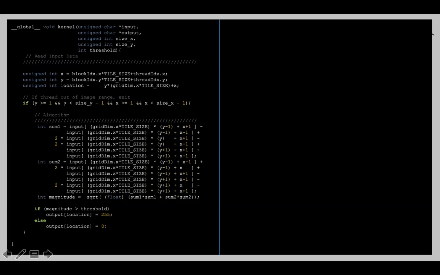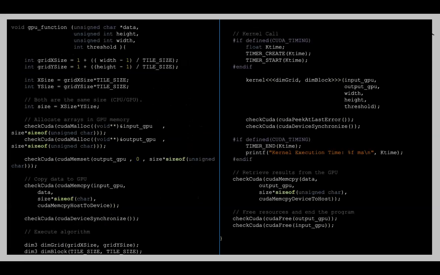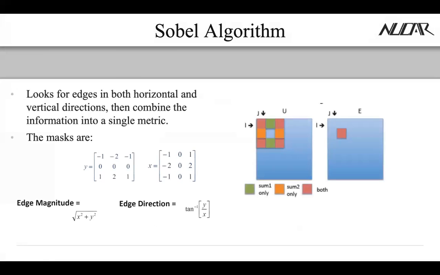And then here, if the thread is out of image range, so it doesn't fit, that's the if condition that I talked to you about, then you exit. Otherwise, it calculates two values called sum1 and sum2. What it's basically doing here is looking at the boundary values, right? If you remember the mask that we have in the previous one, let me pull it up again. So these two masks will be applied, right? Just keep this in mind.